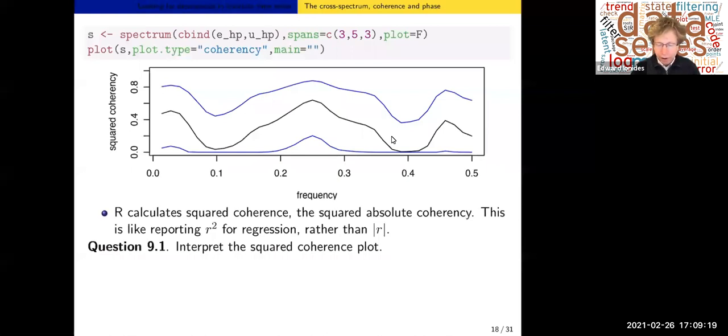So let's say perhaps business cycles show more clearly in the relationship between variables than in the marginal properties.